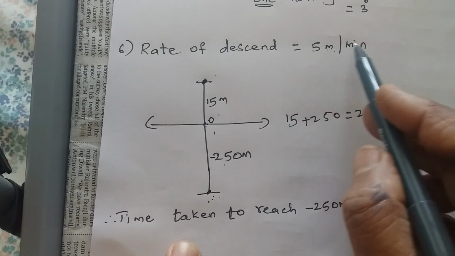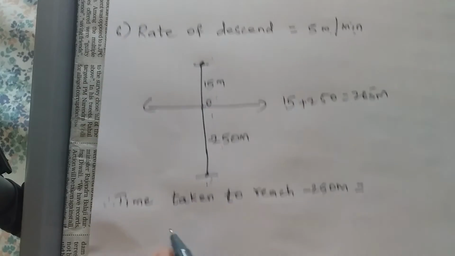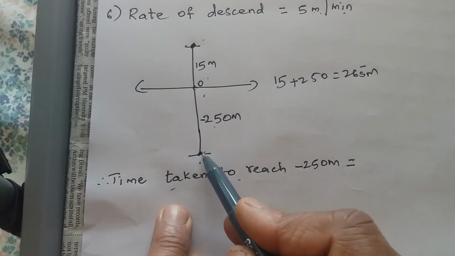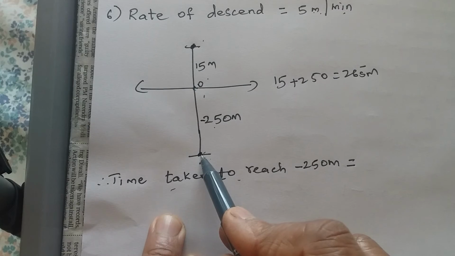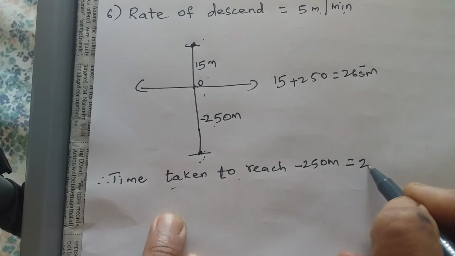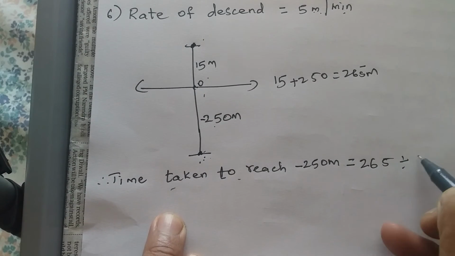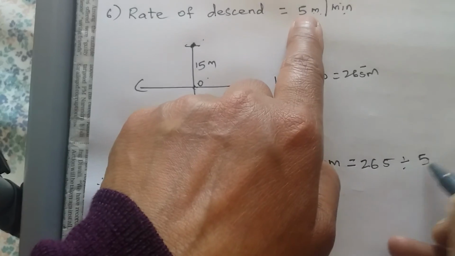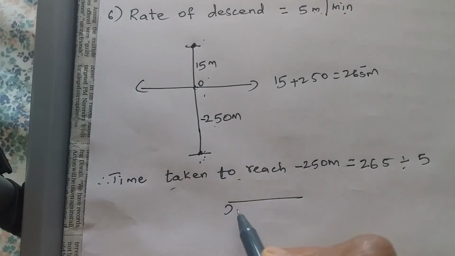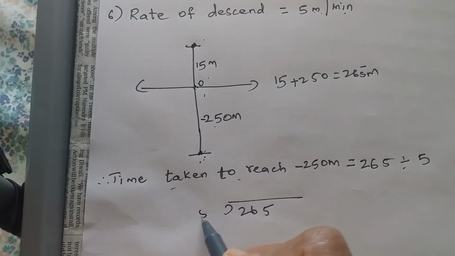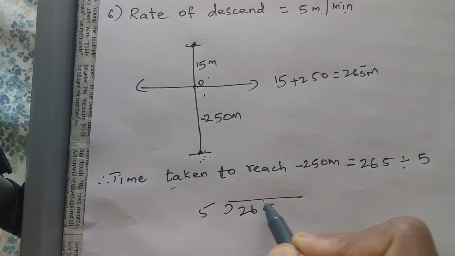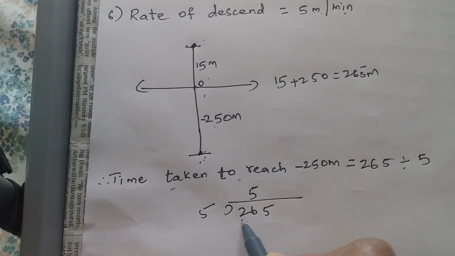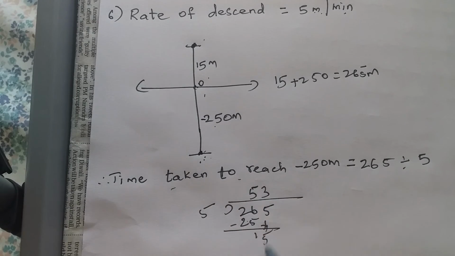Therefore, in 1 minute it can move 5 meters. Therefore, the time taken to reach the point which is 250 meters below the ground level is 265 divided by 5. It moves at this rate. So divide quickly. 265 divided by 5. 2 we cannot divide. Take 26. 5 5s are 25. And the remainder is 1. Bring down the next number. 5 3s are 15. 15 minus 15 is 0.